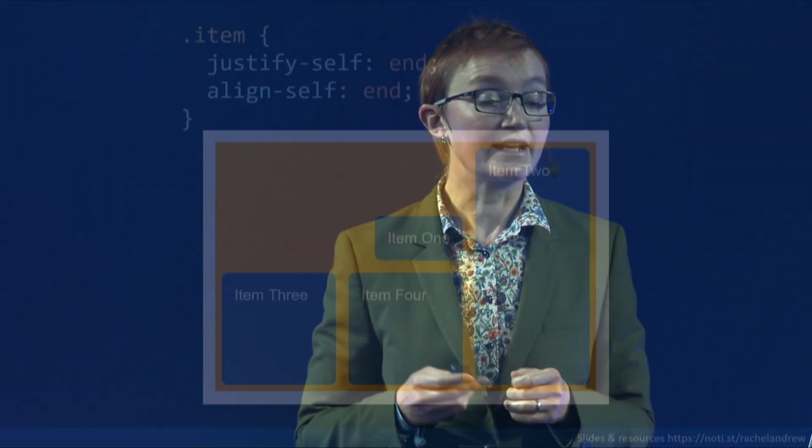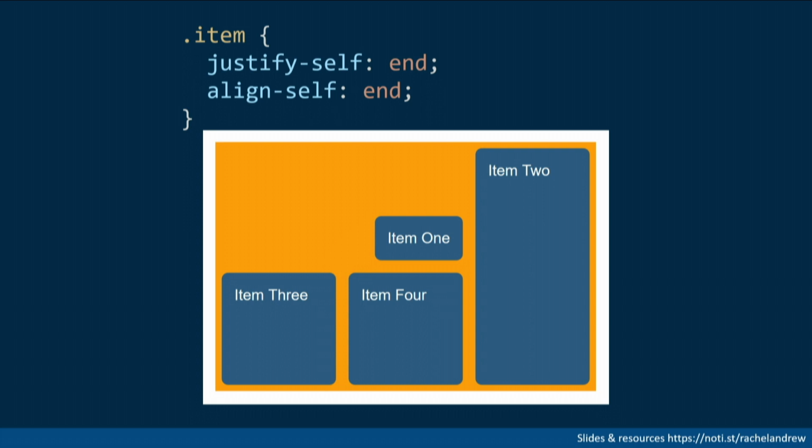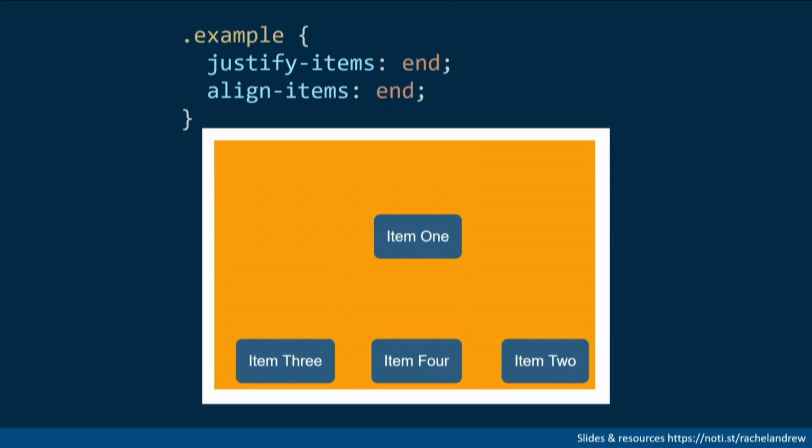To align on the inline axis, we use the property which starts with justify. So justify self end here is bumping the item over to the end. To align on the block axis, we use the property which begins align. Align self end aligns the item to the end on the block dimension. And if you want to set all of the properties at once, we can use justify items and align items, which then is moving them all to the end.